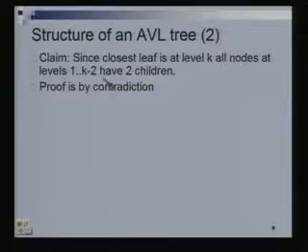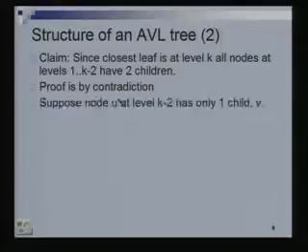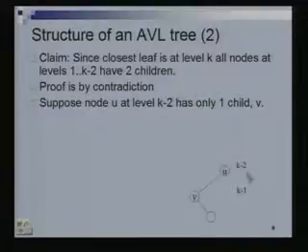So let us prove this by contradiction. So what do we want to contradict? Let us take some node at level k minus 2 which has only one child, right? This is the picture. I have a node u at level k minus 2, it has only one child which is at level k minus 1. I have shown a node at level k minus 2, but the same argument would apply to any node at levels 1 through k minus 2.